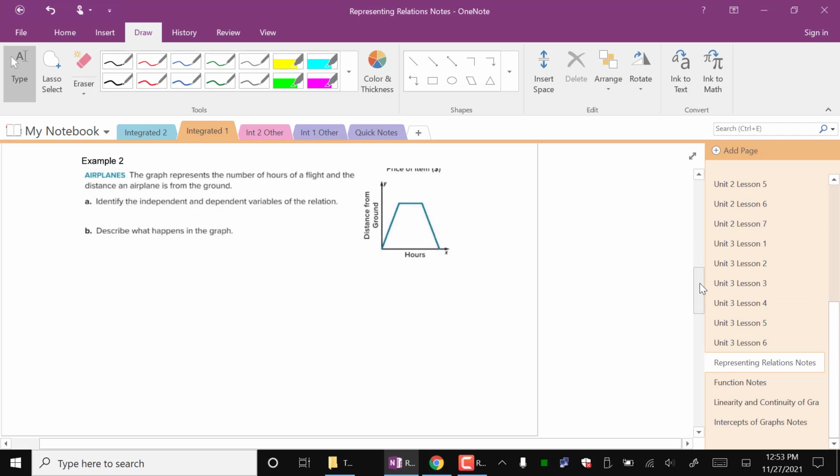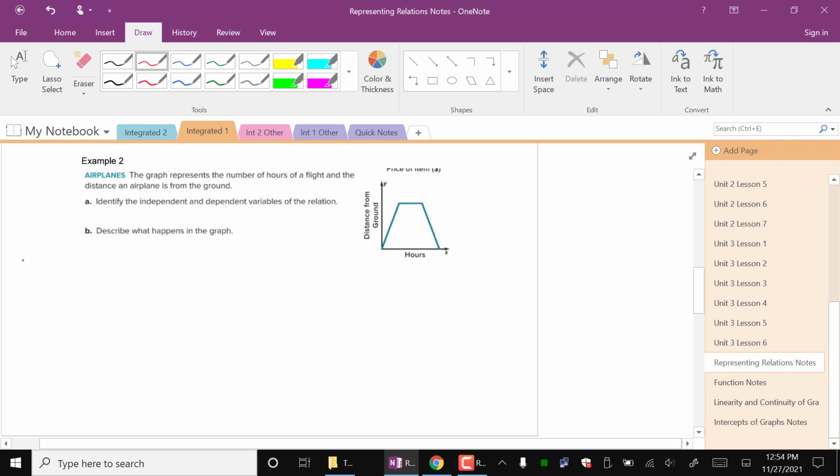So dependent, as it sounds like, needs the independent variable. So something is needed. So if we look here, the hours of the flight doesn't really need anything. It's just kind of doing what it does. The distance from the ground, well, it needs to know how many hours the flight has been going on to determine the distance from the ground.